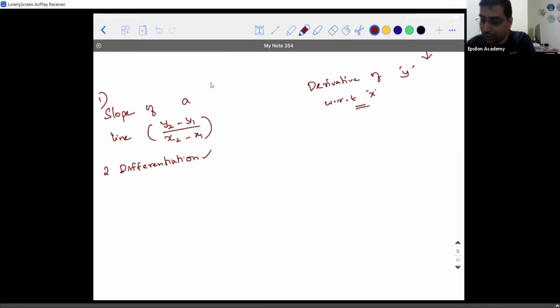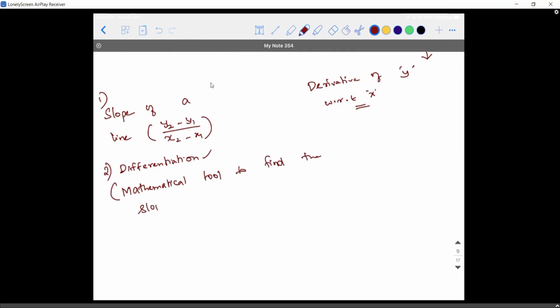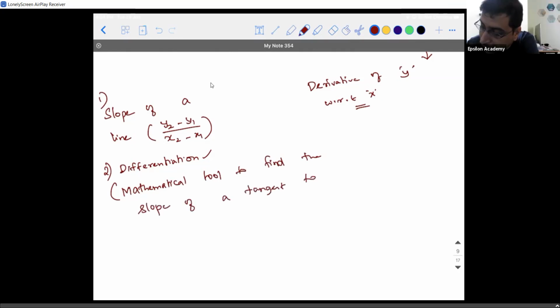So what does differentiation mean? Differentiation is also a mathematical tool to do what? To find the slope of a tangent to any curve at a given point, right?